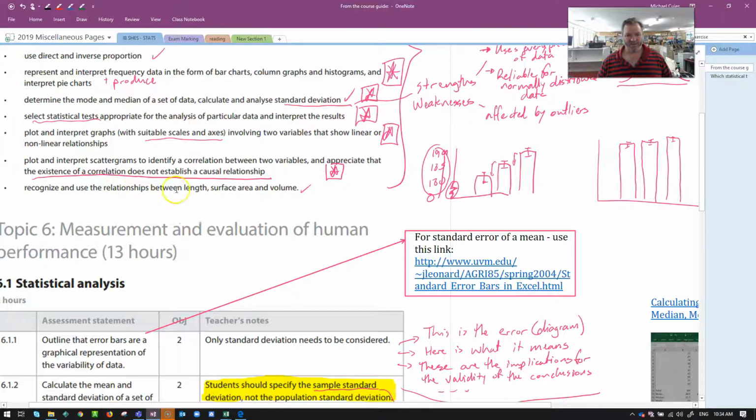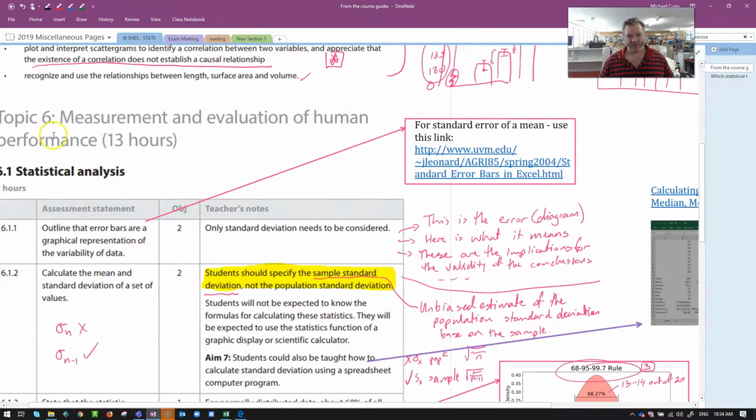Recognize the relationships between length, surface area, and volume. One-dimensional, two-dimensional, three-dimensional. I'm sure you're aware of those, and scale factor calculations accordingly. I've got a little note over here about when you're sketching graphs with error bars.